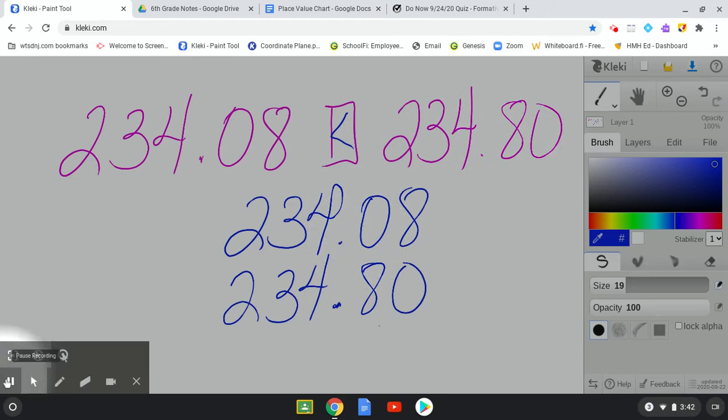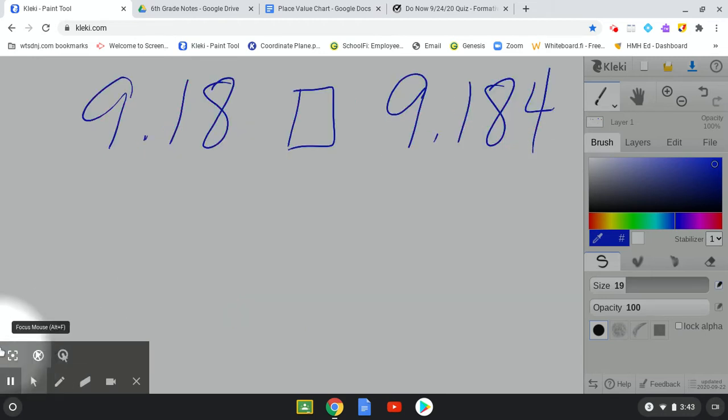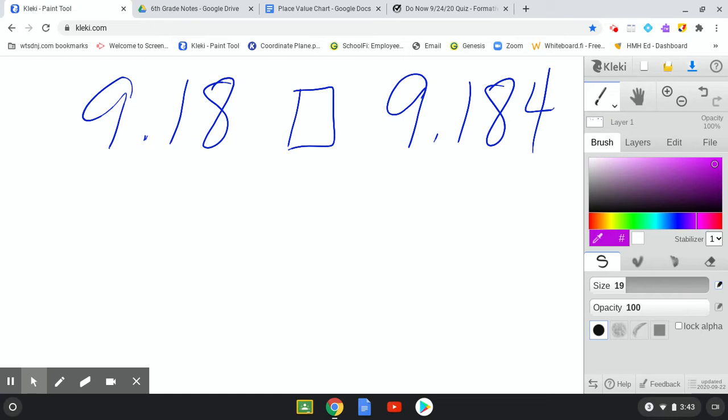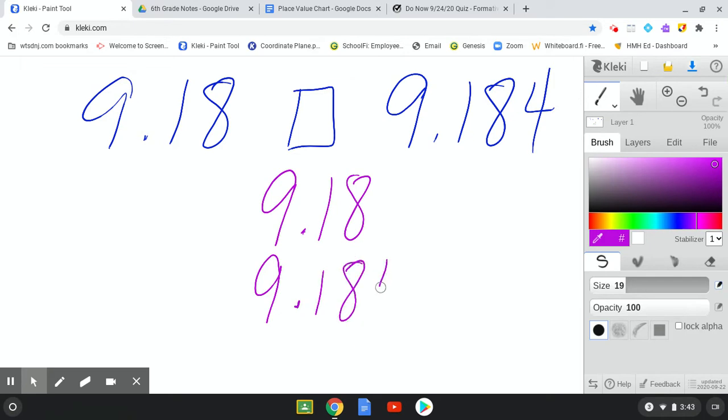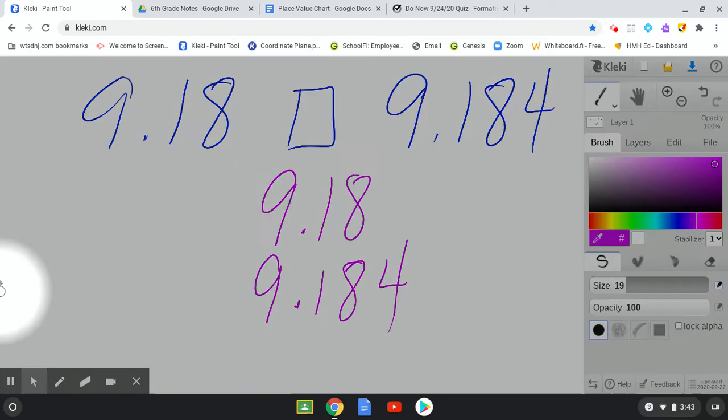All right, let's try one more. Okay, so let's look at these two. This is a good one that students tend to get confused about. So again, I'm going to line them up by decimal. So 9 and 18 hundredths. Line it up with 9 and 184 thousandths. All right. So I am going to start from the left. My ones place, I have a 9 and a 9. I can't tell yet. In my tenths place, I have a 1 and a 1. Can't tell yet. In my hundredths place, I have an 8 and an 8. Can't tell yet. Here, I could have put a placeholder.